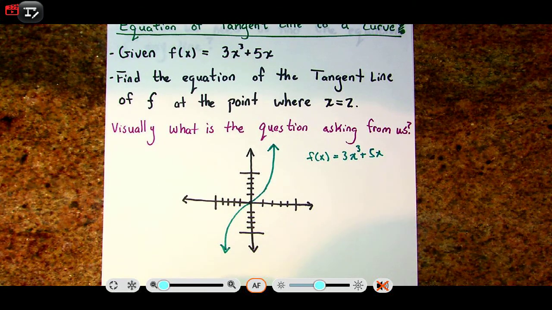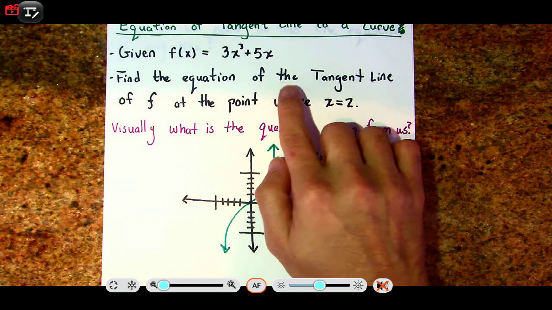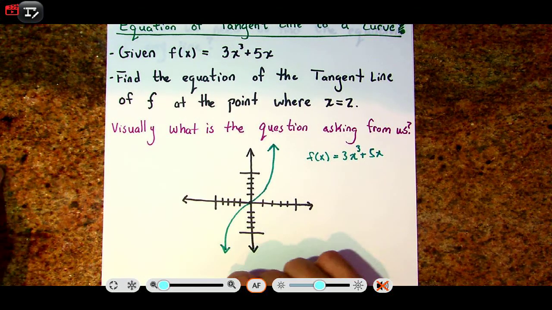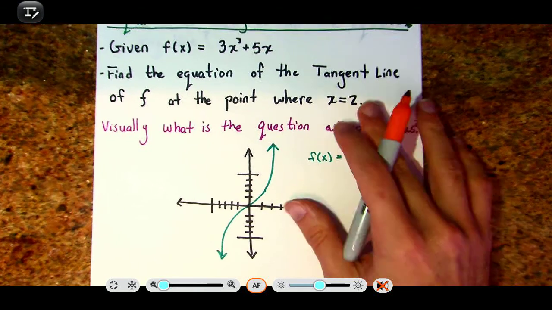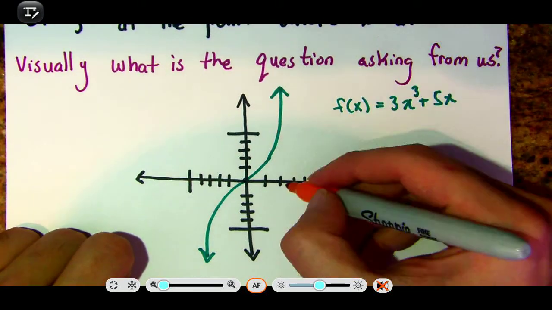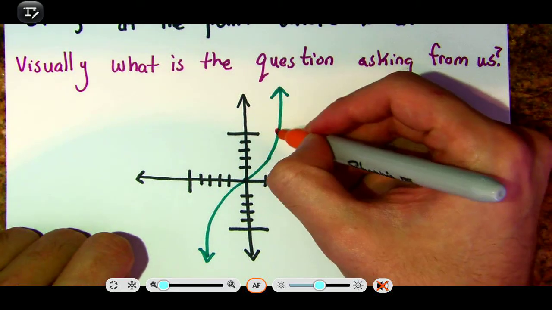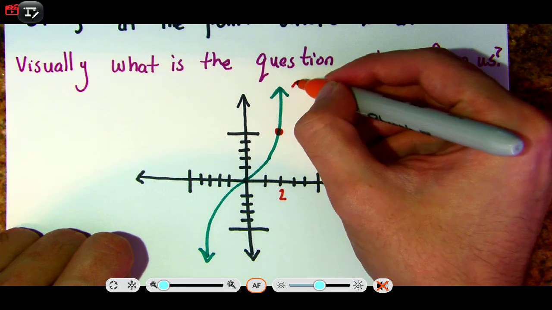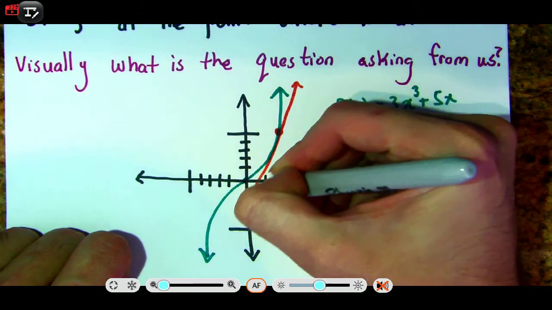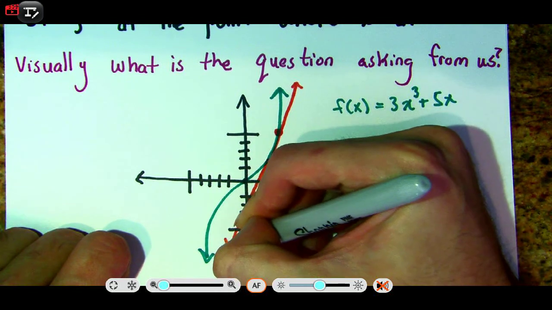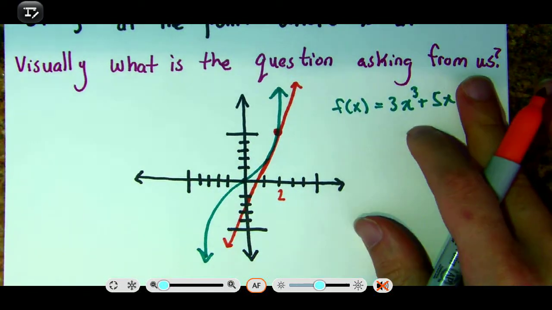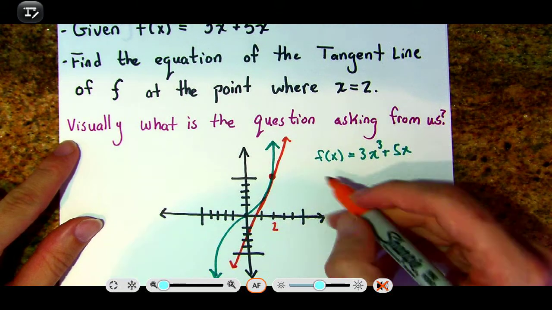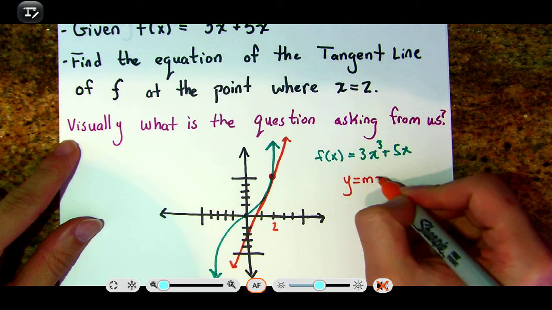Now, what is this question saying? It's saying, find the equation of the tangent line of f at the point where x equals 2. So if we have this graph over here, and this is x equals 2, at this point, let's create a tangent line. So here, this is a tangent line. What is this question saying? It's saying, what is the equation of this line? And when we have an equation of a line, it should be represented as some y equals mx plus b.